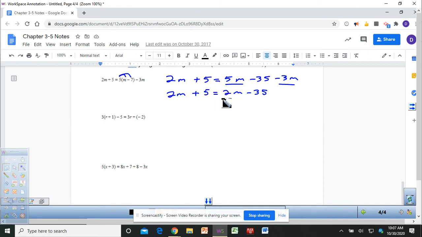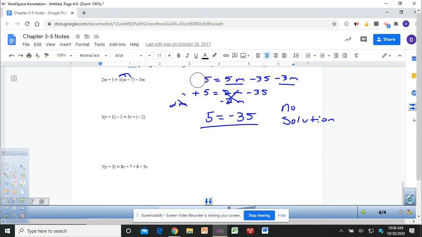Now what I need to do is get rid of this 2m. So I'm going to put a negative 2m on both sides. And if you notice, that's going to leave me with 0m. So that's canceled out, and that's canceled out. So we're left with 5 equals negative 35. 5 does not equal negative 35. And some of you are probably wondering, well, what happened to our letters? They canceled out when I took that negative 2m to both sides. So if 5 does not equal negative 35, your answer is no solution, because this is not a true statement. We want that to be a true statement.